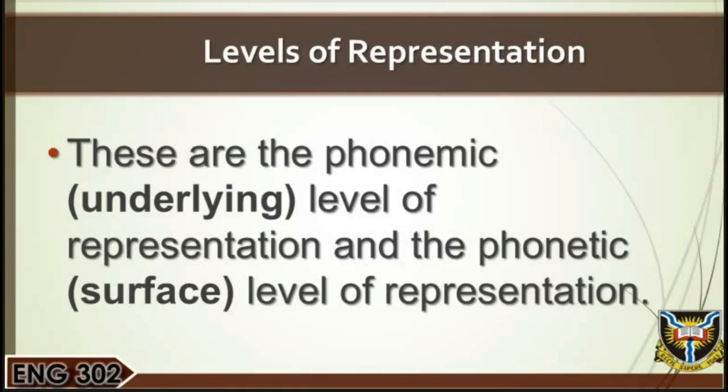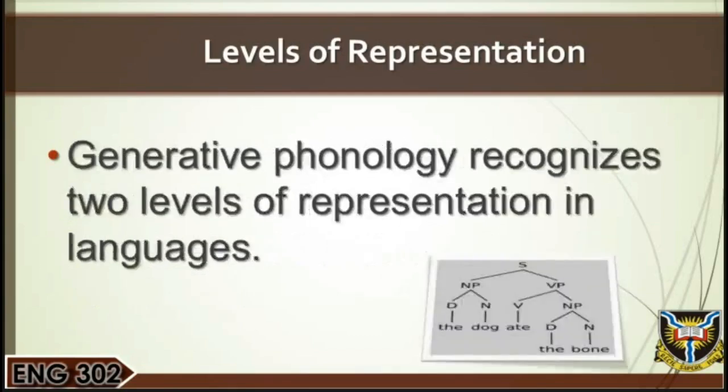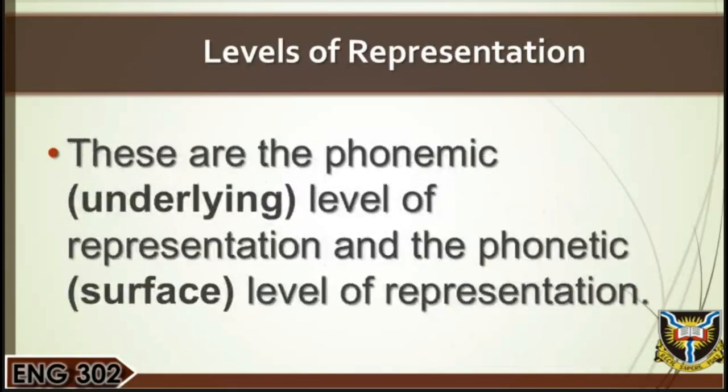Level of representation. Generative phonology recognizes two levels of representation in languages. These are the phonemic, underlying level of representation, and the phonetic, surface level of representation. Between these two levels are the phonological rules, P rules of a language, which serve as an interface between the two levels.